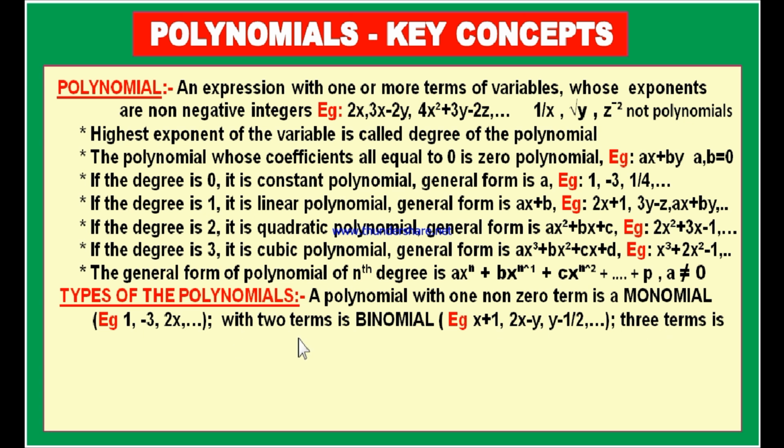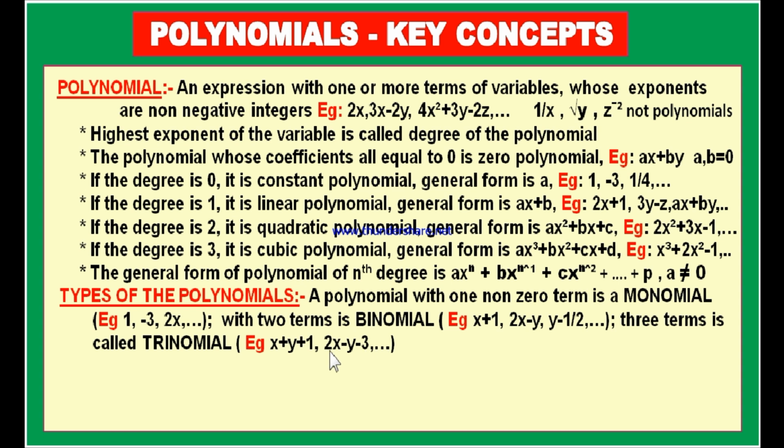Similarly, a polynomial with two terms is called a binomial. Two terms, x plus 1, it contains two terms, x is one term and 1 is the second term. 2x minus y, 2x is one term and y is the second term. y minus 1 by 2, here also you can find two terms. Therefore, a polynomial with two terms is called a binomial. A polynomial with one term is called a monomial. Similarly, a polynomial with three terms is called a trinomial. For example, x plus y plus 1 or 2x minus y minus 3 or x minus y plus z.